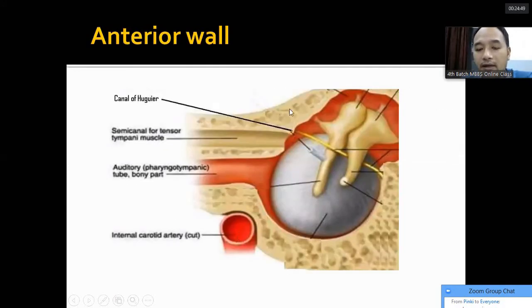Now this is the anterior wall. This is a parasagittal cut. This is the upper part. This is the canal for the tensor tympani muscle, and this is the opening of the Eustachian tube. And here lies the internal carotid artery, with thin bone separating it from the hypotympanum. And this is the exit of the chorda tympani. This exit is called the anterior canaliculus, also called the canal of Huguier.